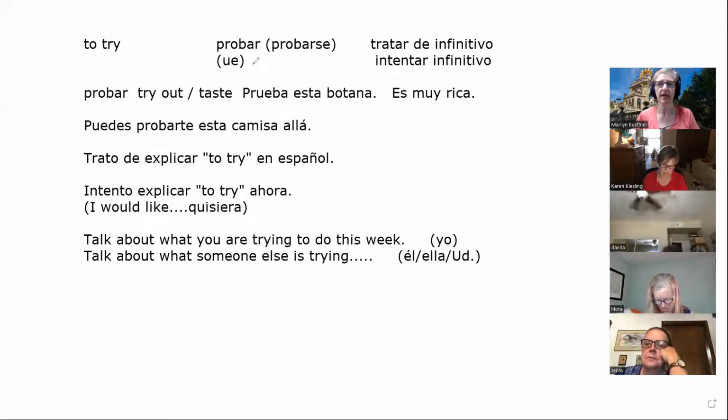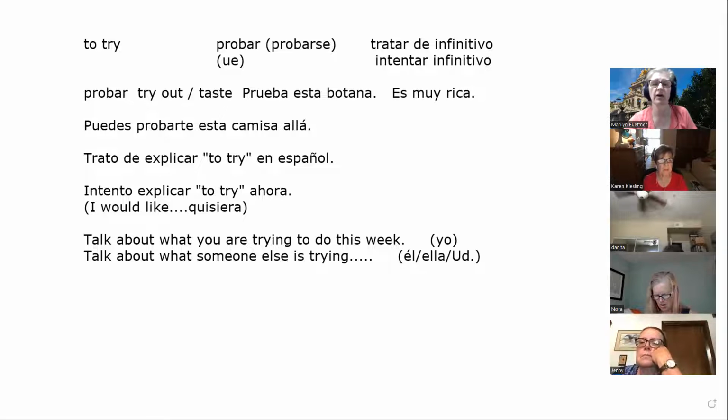Okay. And for this, we cannot use tratar de or intentar. When you say you're trying out food, you will taste it, you will try it, you will sample it. There we need to use a different verb, and that other verb is probar. Probar, unlike tratar, unlike intentar, is irregular. It is a stem changing verb. And that means that the O in probar needs to change into a UE. Entonces, vamos a ver.